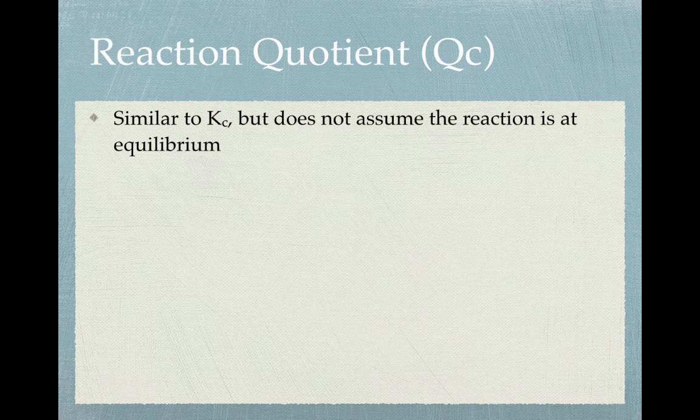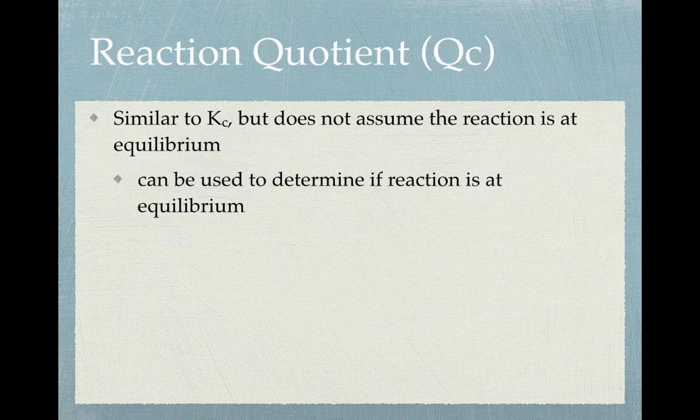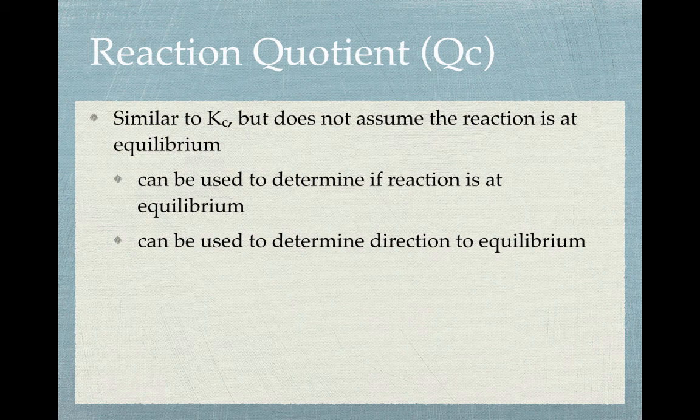It's very similar to the Kc. The only difference is that when we're calculating an equilibrium constant value, Kc, we're assuming that the concentrations we're using are equilibrium concentrations. When we're doing a Qc, we don't make that assumption. So we just use the concentrations at hand, and then we can use that value to determine if the reaction is at equilibrium, or if it has to shift more to the right to get to equilibrium or to the left to get to equilibrium. So we can use the value of Kc to determine which direction that reaction has to move to reach equilibrium.